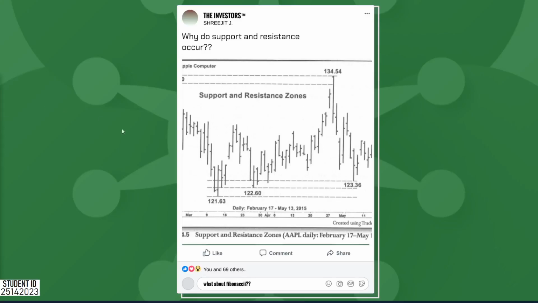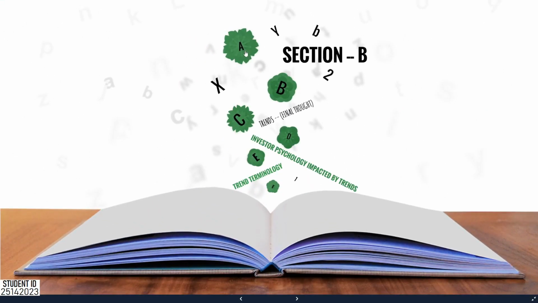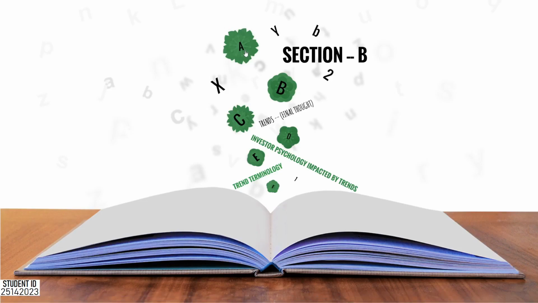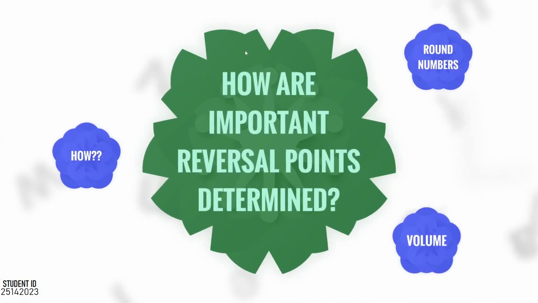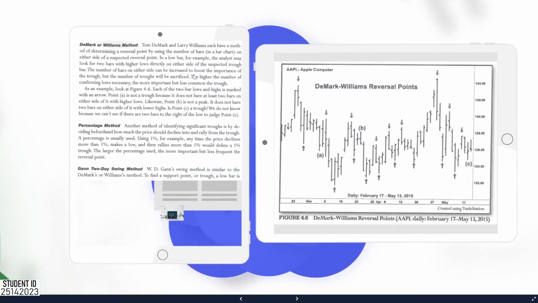So we have covered the SNR section. Now let us go through the round numbers, reversal points and other things. So how are important reversal points determined? First we will go through round numbers, as we are tickering for it.